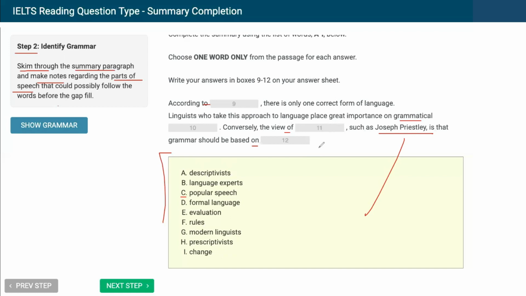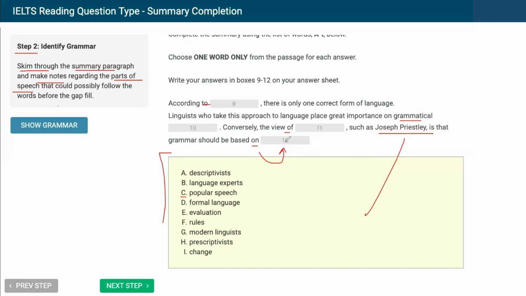And number 12 is also a noun, most likely a subject or a thing. It could also be a person, but I would say it's more of a subject because we have a person here. And he says it's that grammar should be based on something. So I would say 12 is more of a subject or a thing, even though all of these options technically in theory would also make sense here.